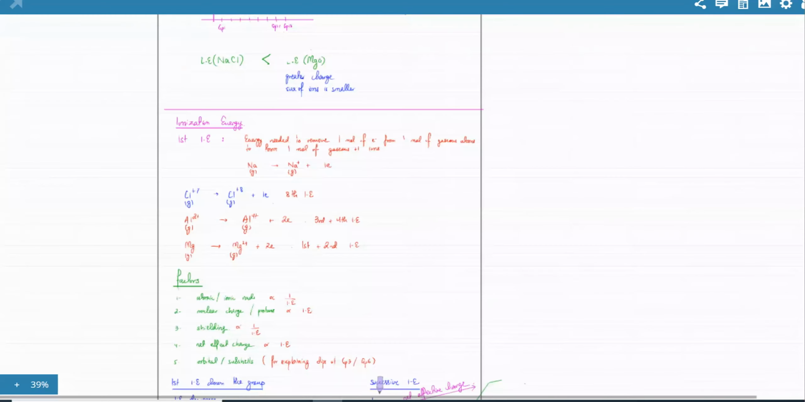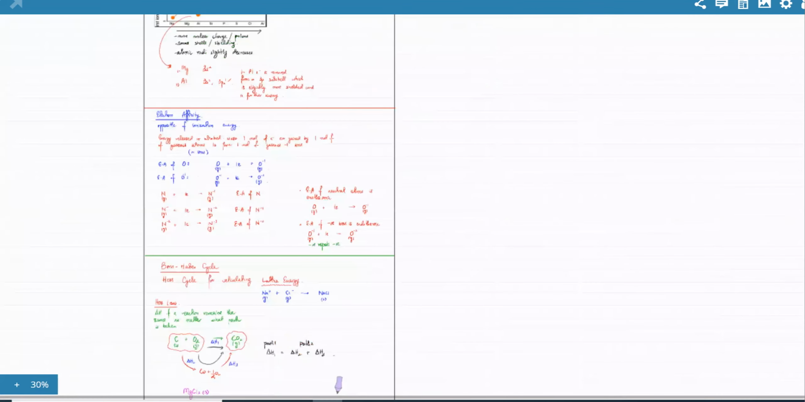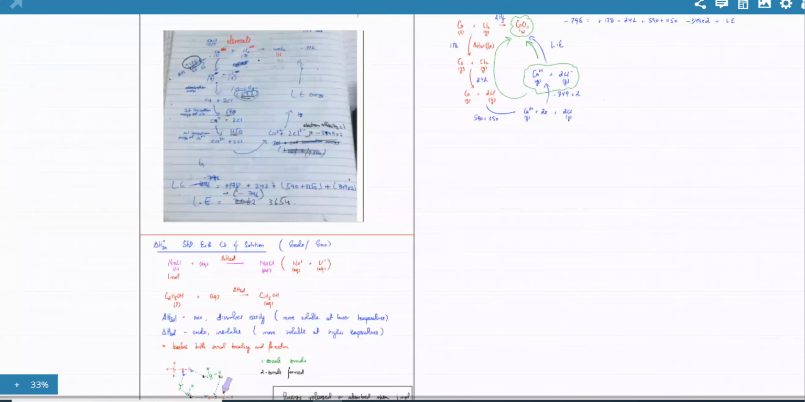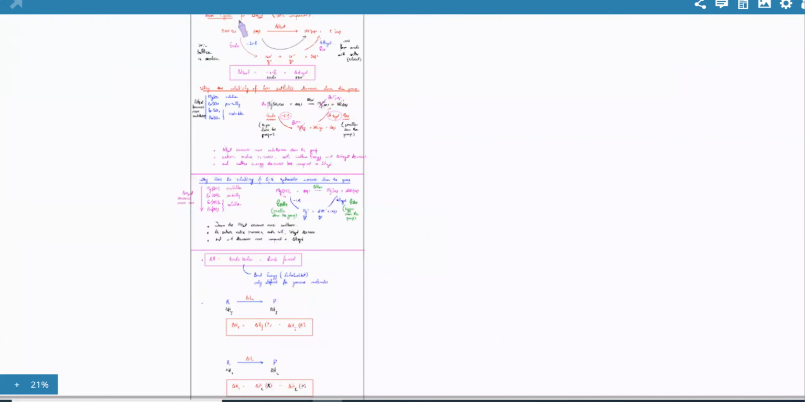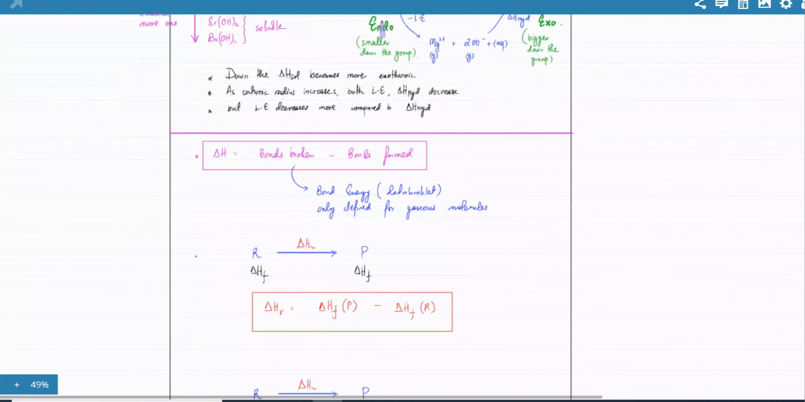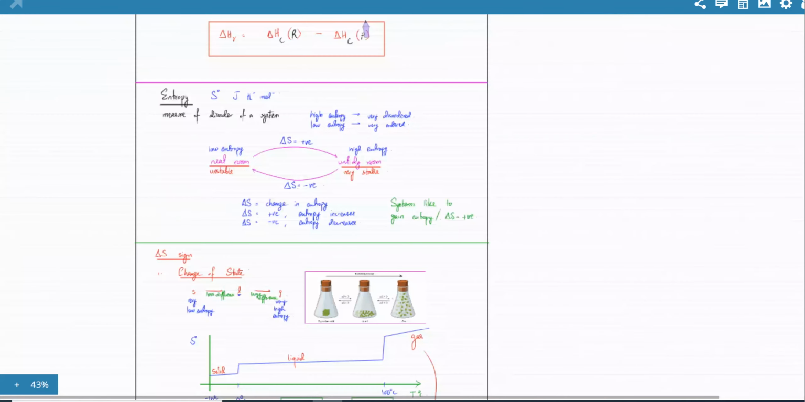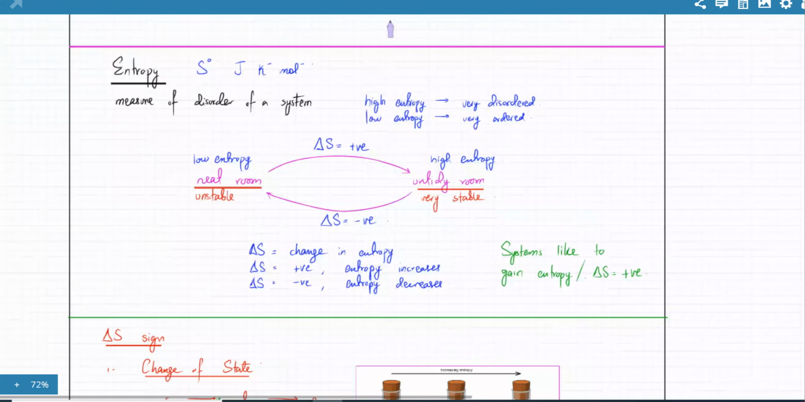So we had started entropy, and I think it was the same board. Okay, somewhere over here. So we had started entropy, and just a quick recap of what we were doing, what we were up to. I told you that entropy is a measure of a disorder of a system.